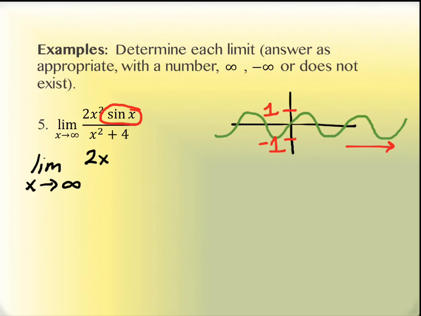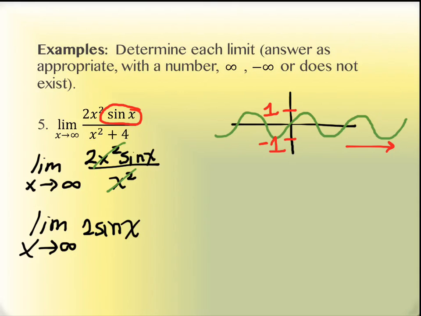We could actually ignore the plus 4 on the bottom just like we did before, right? It actually doesn't affect anything as x goes to infinity. So what we see happening here is that these x squareds can cancel. This leads us to the limit as x goes to infinity of 2 sine of x, which is a lot easier to work at and think about.